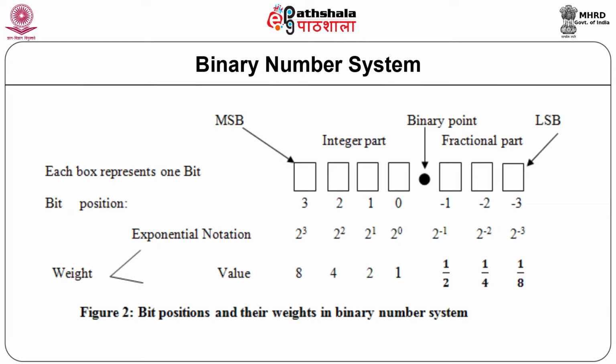The weight assigned to the binary symbol in positional notation increases by a factor of 2 as we move towards the left, and the weight decreases by a factor of 2 as we move towards the right with respect to a fixed reference. This reference is referred to as the binary point and is added to the right of the 0 position digit.